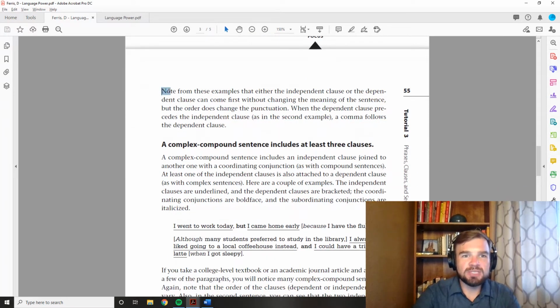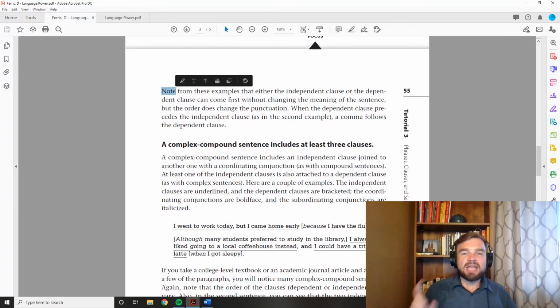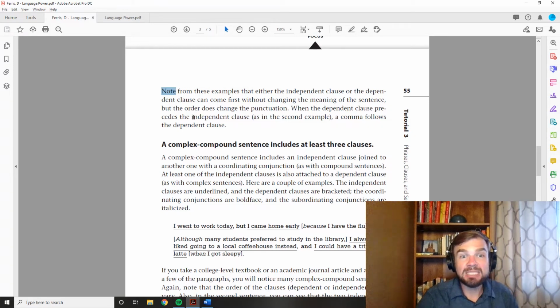So Professor Ferris says, note from these examples that either the independent clause or the dependent clause can come first without changing the meaning of the sentence, but the order does change the punctuation. When the dependent clause precedes, comes before the independent clause, like in the second example, a comma follows the dependent clause. And that's what I was explaining just a moment ago.